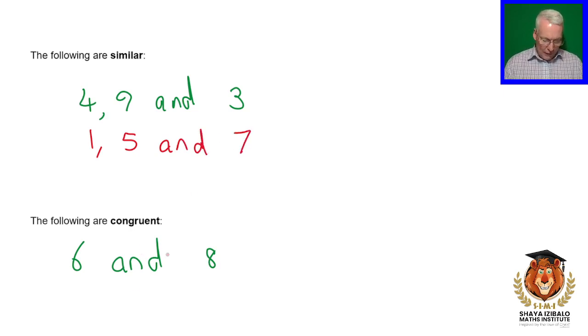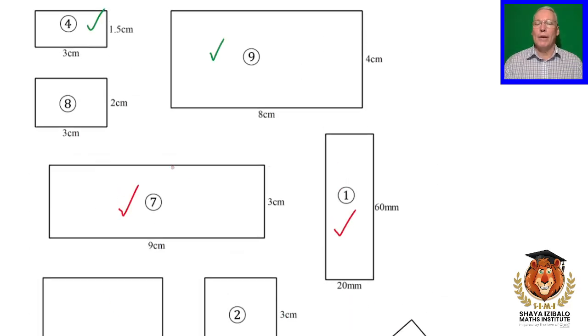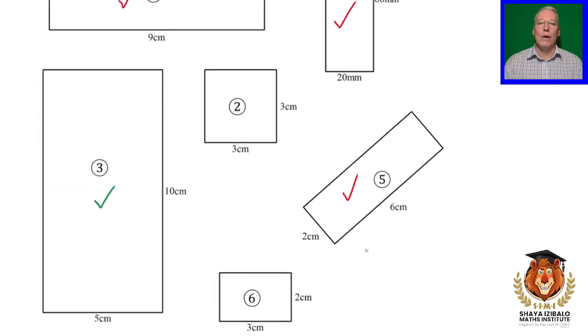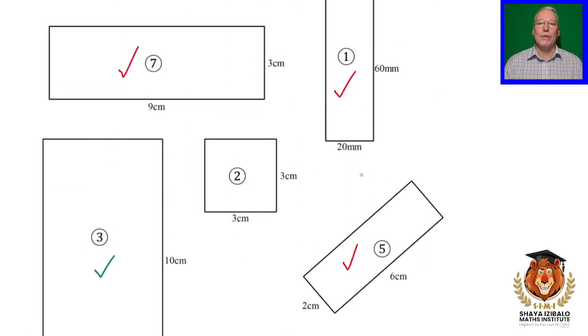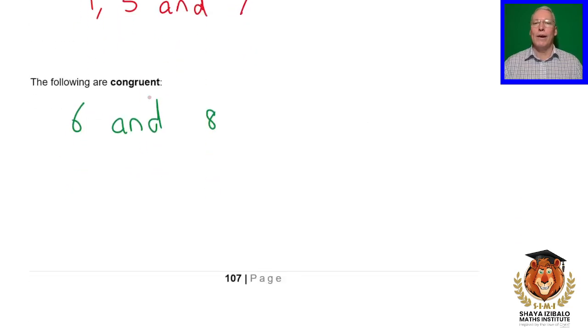Now, just looking for any others that are congruent. What about number 1 and number 5? Number 1 and number 5 are in fact exactly the same. They're 2 centimeters or 20 millimeters. They are not only similar, but they are also congruent. So 1 and 5 are also congruent.